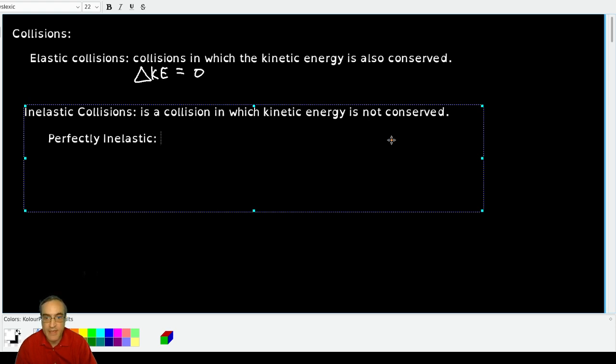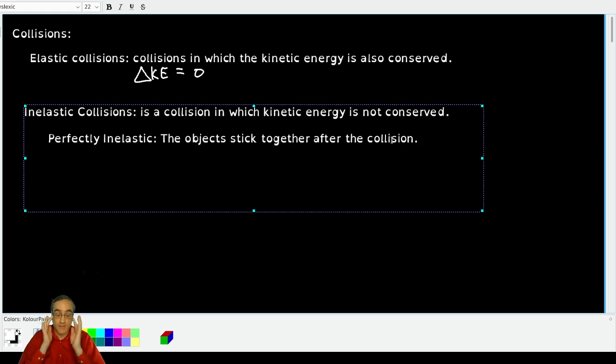In a perfectly inelastic collision, the objects stick together after the collision. This makes things a whole lot easier to figure out. It removes a whole parameter from everything we need to consider because they stick together and move off together after colliding, and that makes things a lot simpler.